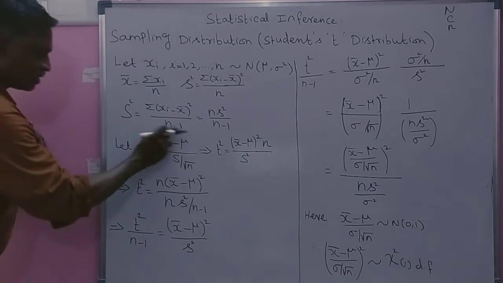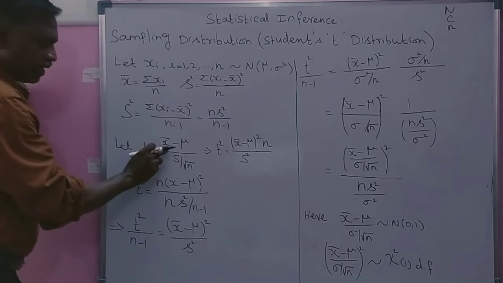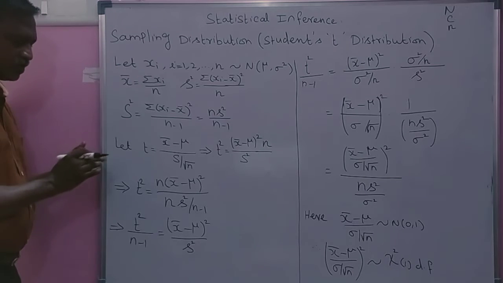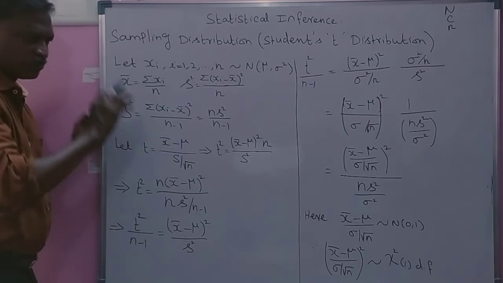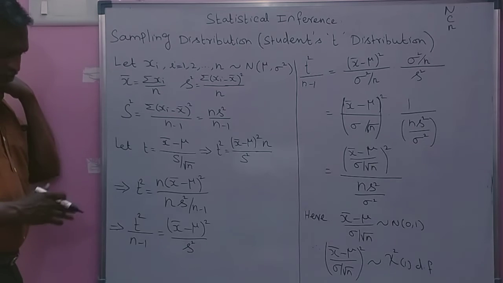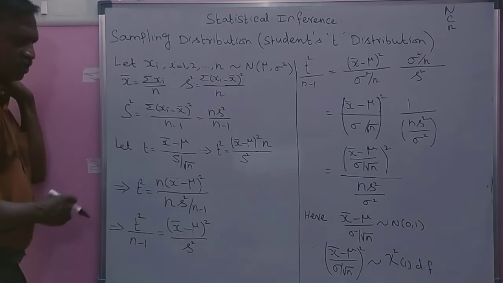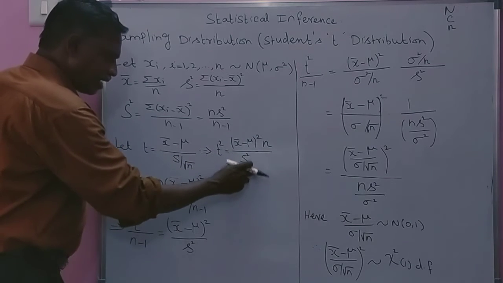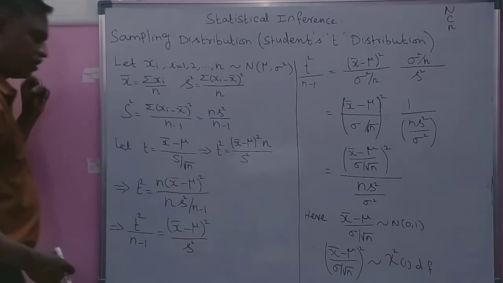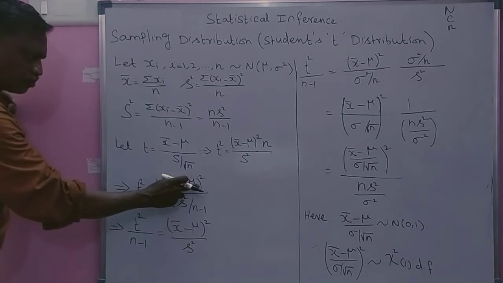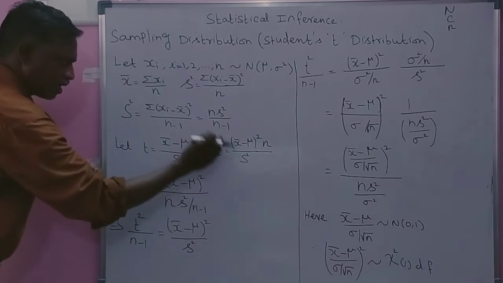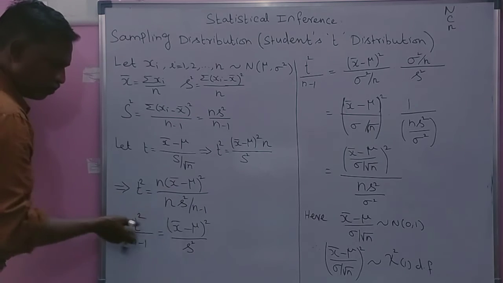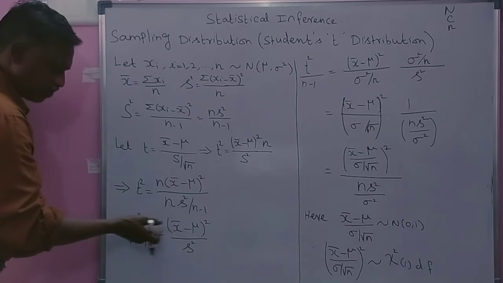Now we construct this statistic: T equal to x bar minus mu divided by S by root n. This is one statistic. Our objective is to find which probability distribution this statistic follows. So I square both sides. T square equal to x bar minus mu whole square divided by S square by n. I take the n to the numerator. So T square equal to n into x bar minus mu square divided by, instead of S square, I substitute this n into small s square divided by n minus 1. Now on both sides I divide by n minus 1.